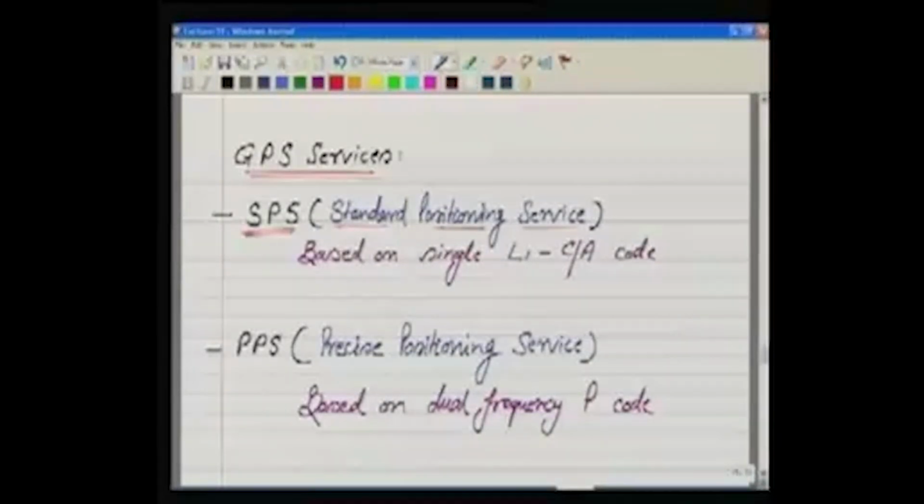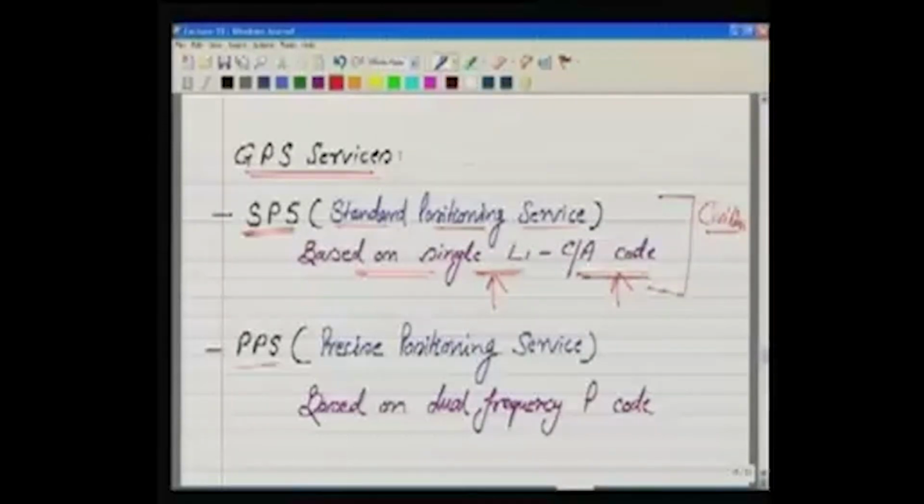What is the meaning of this? Standard Positioning Service means it is based on a single frequency, number 1, and it may use the CA code. So if we are using the CA code and the single frequency, we say this is SPS, and this is available for civilians, the civilian user.